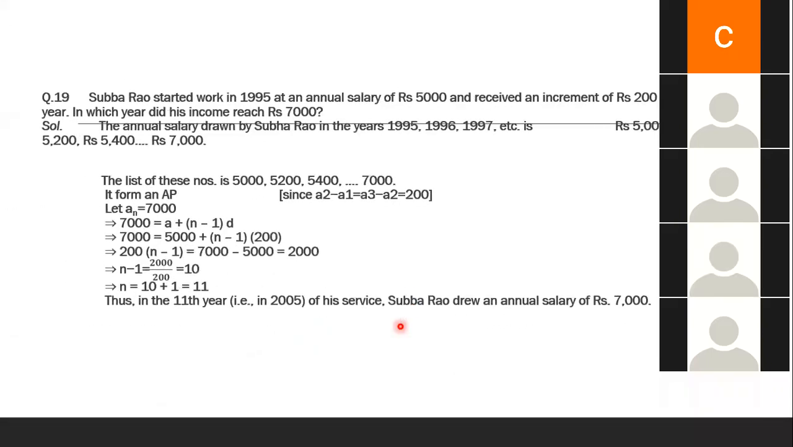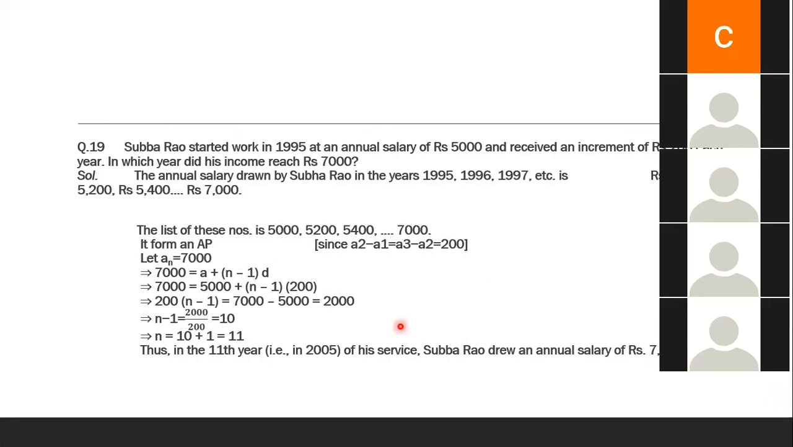Subba Rao started work in 1995 at an annual salary of rupees 5,000 and received an increment of rupees 200 each year. Children, do you remember this type of question I discussed in the revision, introduction part? Even the textbook, in the introduction, has taken the same type of example. You remember, children? Introduction part, I explained this one. In which year did his income reach rupees 7,000?